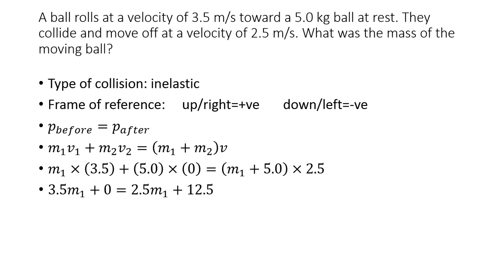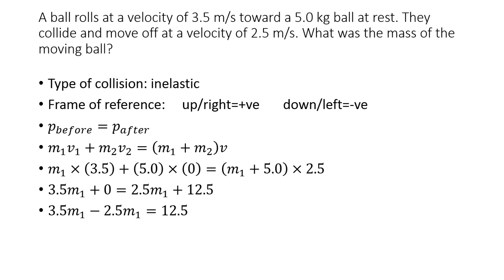Alright, so just doing a little bit of simplifying, the first term becomes 3.5 times m1. The second term becomes 0. It has no momentum, right? When something is just sitting there, it's got 0 momentum. Equals the right-hand side. Now what I did there is I distributed the 2.5 to the m1 and the 5. So 2.5 times m1 is 2.5 m1, and 2.5 times 5 is 12.5.